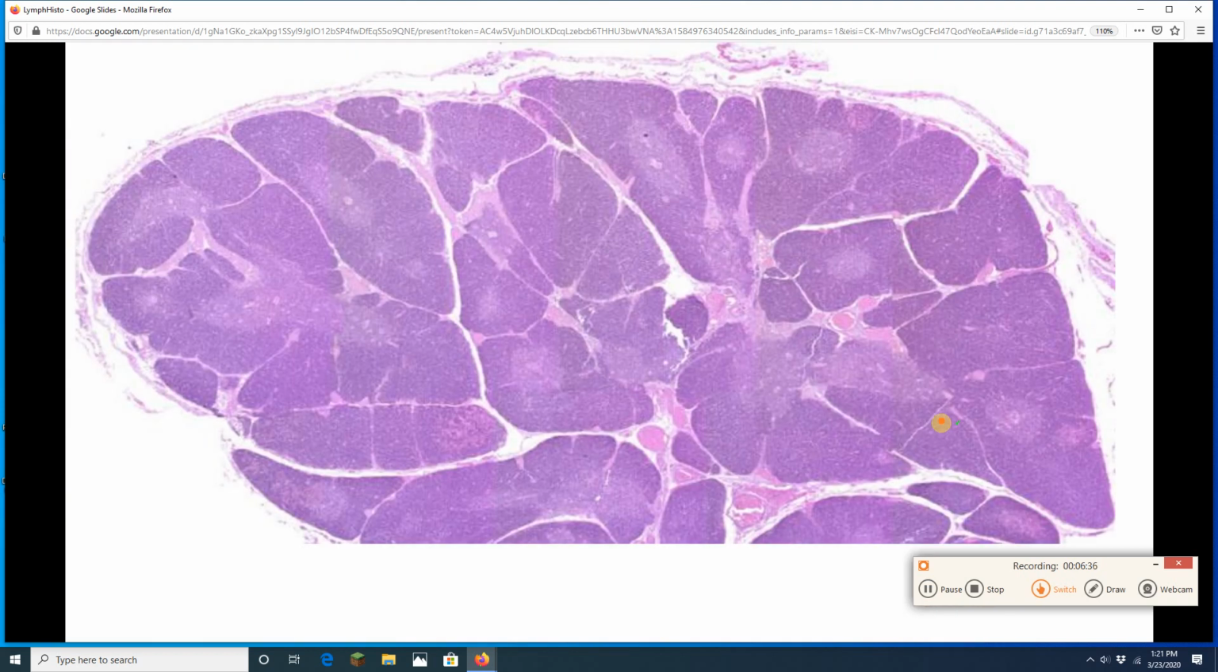Let's look at another one. Or maybe not. Actually, that was the last lymph node. My bad. I should know what slide is next, shouldn't I?